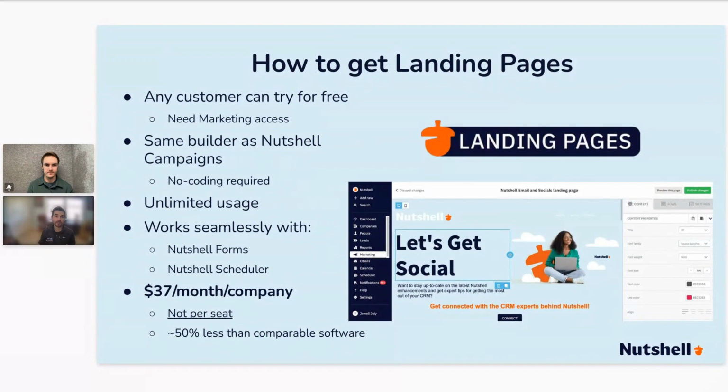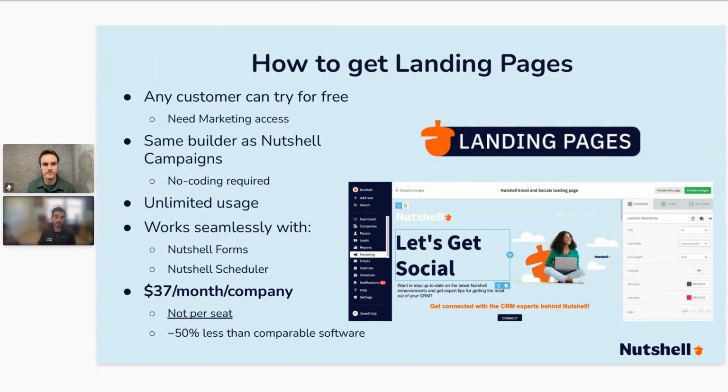And then last but not least, how much does it cost? It's $37 per month per company, just like all of our add-ons: Nutshell Campaigns, Revenue Booster, and now landing pages, and a few more. It's not charged per seat. On the CRM level, you are charged per seat, but for our add-ons, it's just one additional price for your whole entire company per month.